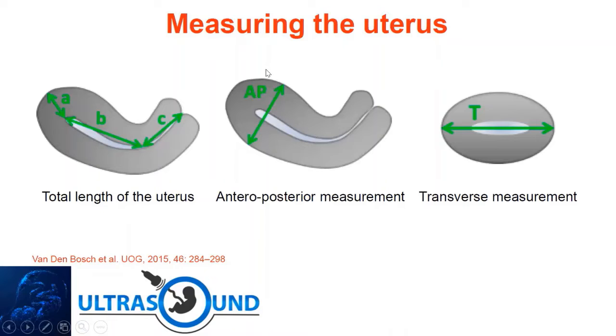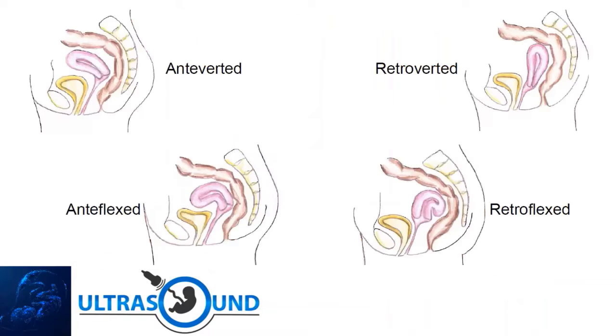So for the uterus, you will need to know how to measure the uterus. This is how you measure the total length of the uterus, and this is how you measure the anterior posterior length of the uterus. These are in a sagittal view, and this is in a transverse view. All right. So the normal size of the uterus follows the rule of 3, 2, 1: 3 times 2 times 1 inches, which is around 7.5 times 5 times 2.5 cm.